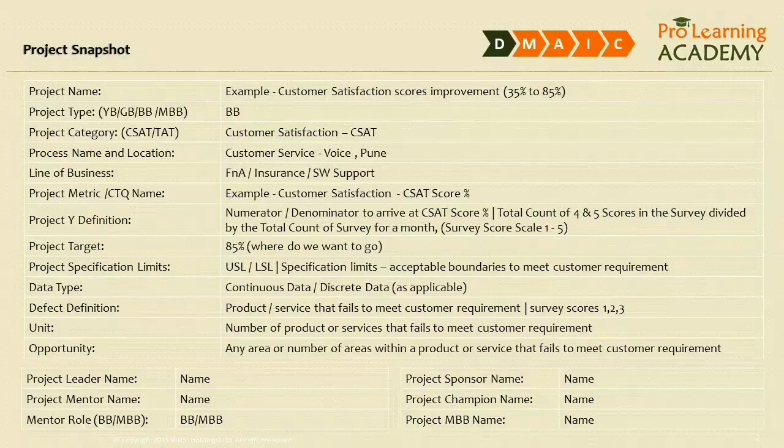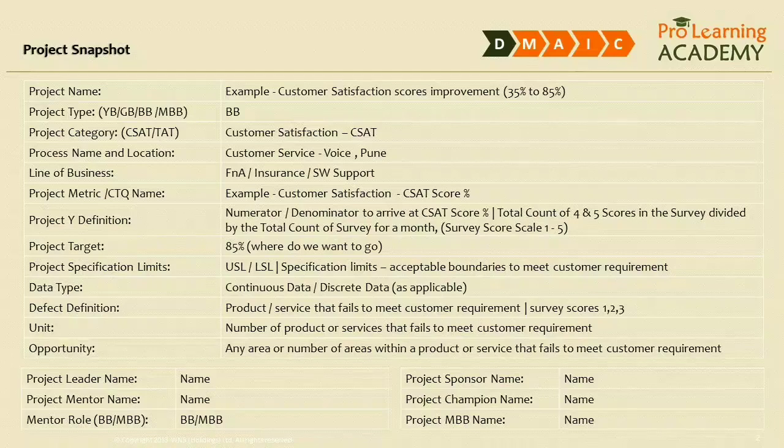Your defect definition, I've simplified what defect we mean. So your product or service that fails to meet customer requirement. So in this case, the service scores 1, 2, 3 and so on. Then you have unit. Again, simplified what unit is. So number of products or services that fails to meet customer requirement. So total number. And then opportunity.